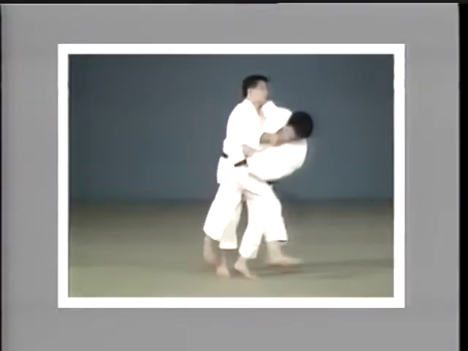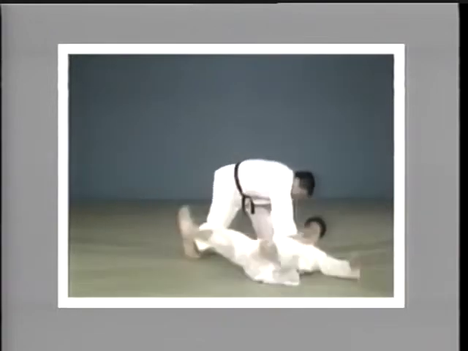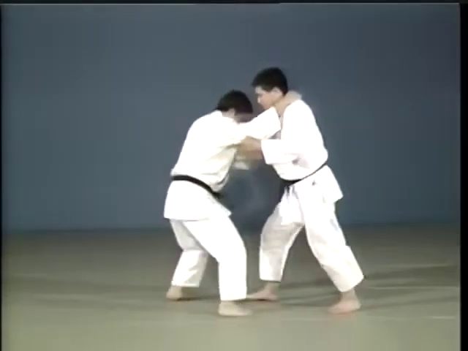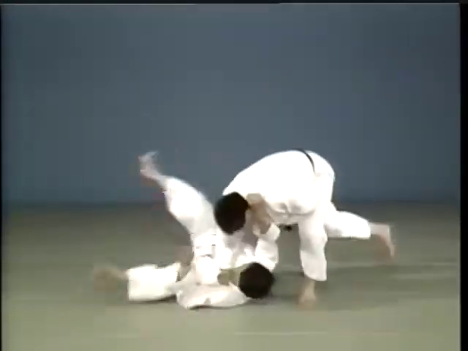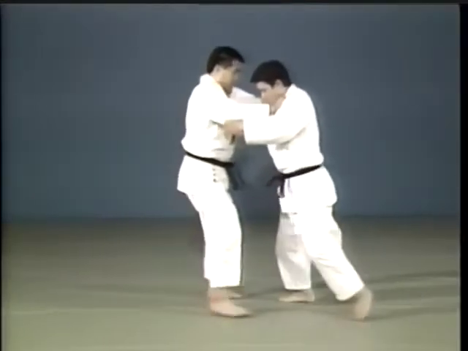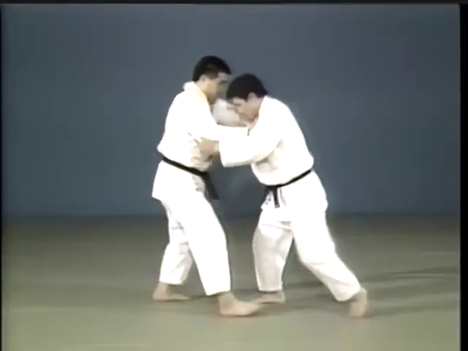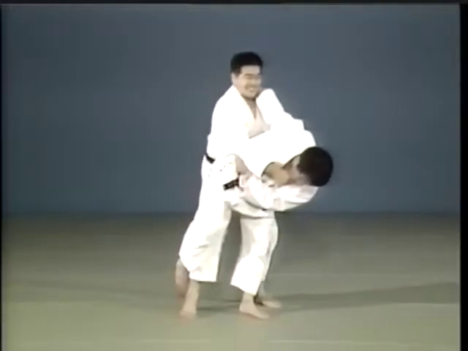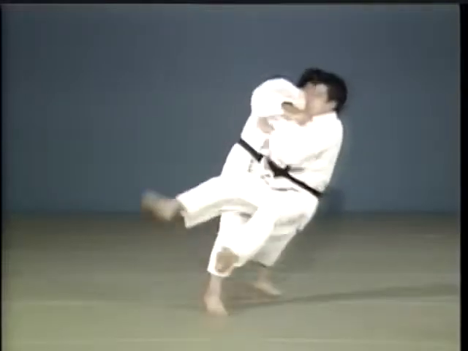Harai-goshi-gaeshi. In Harai-goshi-gaeshi, you counter by reaping your opponent's pivotal foot for executing Harai-goshi. Just as your opponent attacks with Harai-goshi, you counter by extending your hips, then reap his pivotal foot to make him fall.